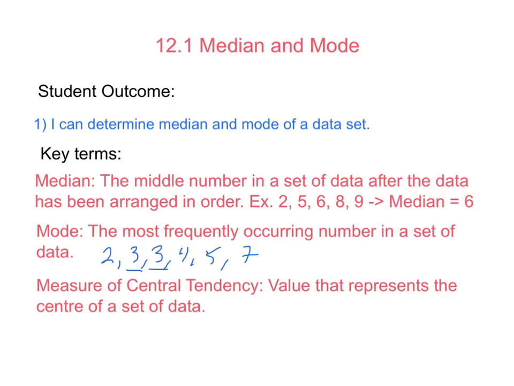So that's our mode. The last thing we have is our measure of central tendency. More or less, that's just the value that represents the center of a set of data. We're going to look at it a little more in depth at the end of this lesson. Just remember that it's a set of data, and typically it's using a table. So we'll move on to our first example.